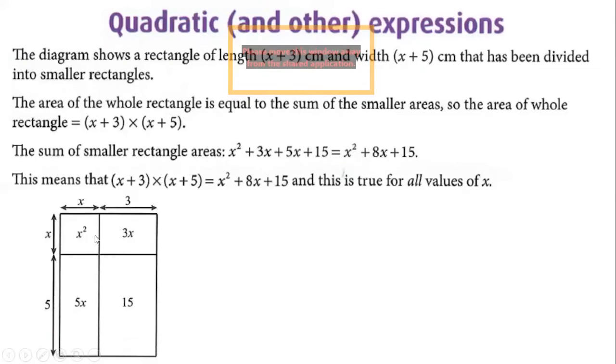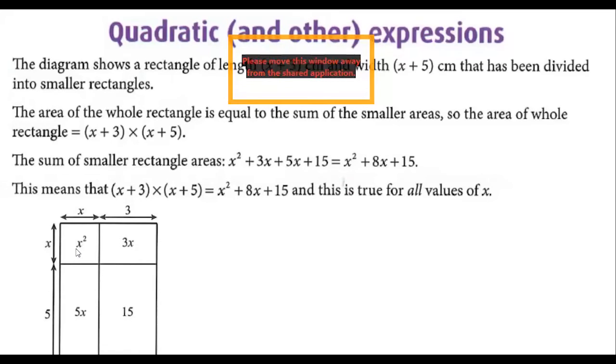Okay, let us look at this diagram. It is a big rectangle composed of small rectangles, some of them squares. This side, let it be the length, for example, of this rectangle is x plus 3. The other side of this rectangle is x plus 5. You know that you can find the area of this big rectangle by multiplying length and width, isn't it? So x plus 3 times x plus 5 gives us all this big area.